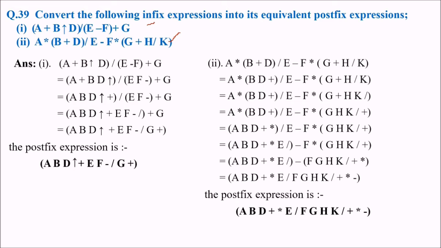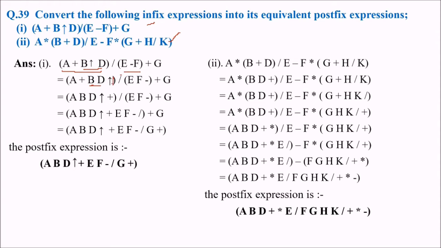First, let us take the first one, and we know that the first preference goes to the brackets. So we'll perform this first. In this we have plus and the cap, that is, if we consider it to be an exponent. So let us see. First we will do this BD cap. So this will be BD cap.